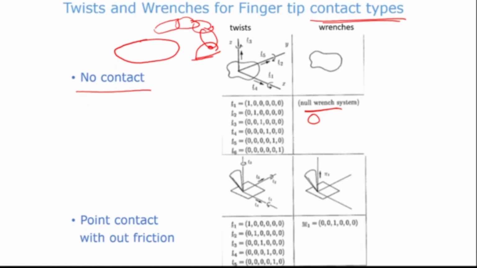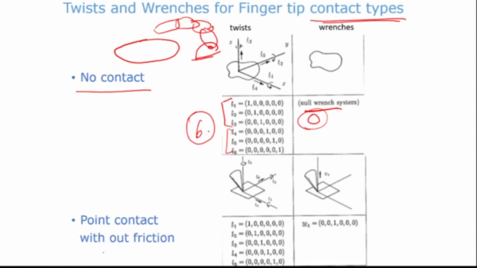Now what about twists at the fingertip? You can have 3 linear velocities and 3 angular velocities, so there are 6 here. So when there is no contact, you can have 6 twists but 0 wrenches. That is the case when the object and the finger are not making contact.